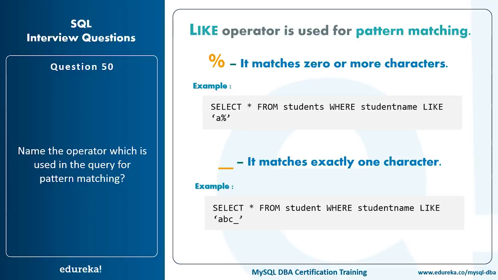The underscore sign matches exactly one character. When you use the underscore sign in a query like select star from student where student name like 'ABC_', all those records whose student name matches the pattern ABC, with any single character after that, will be taken into account. So guys, that's how you can use the like operator for pattern matching. You can either use the percentage sign with it or an underscore sign with it.